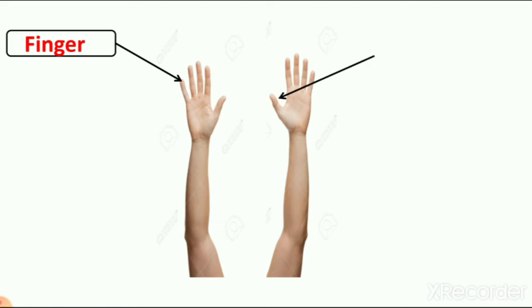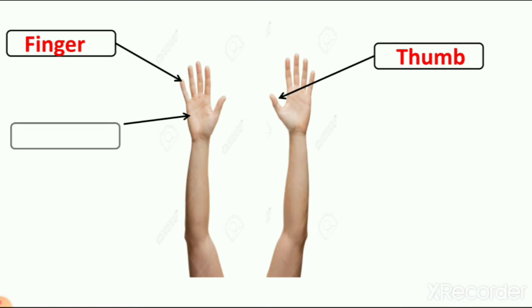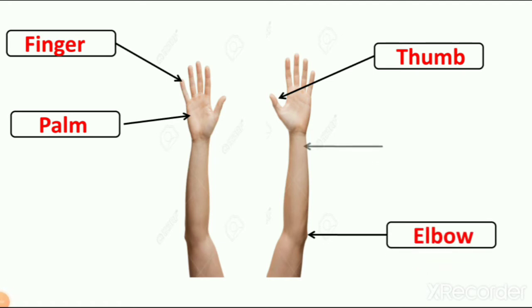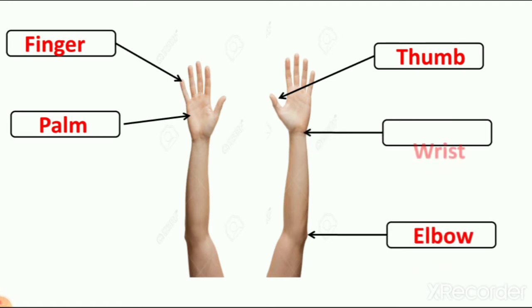Then thumb. We write the spelling of thumb, that we have two thumb in two hand. Then palm. Then elbow. And wrist. So these all are part of our hand. So fingers, palm, thumb, wrist and elbow. So from these two are joints, wrist and elbow.